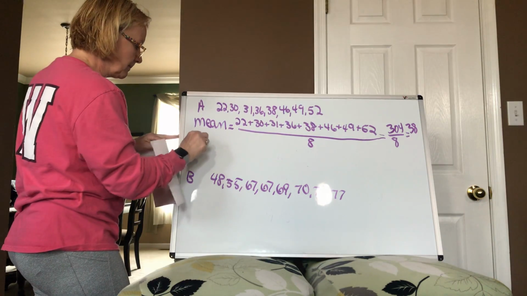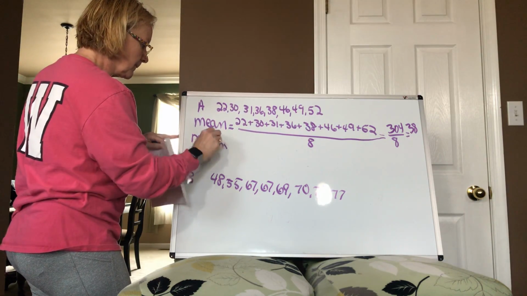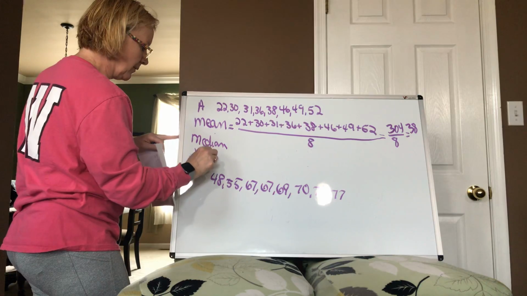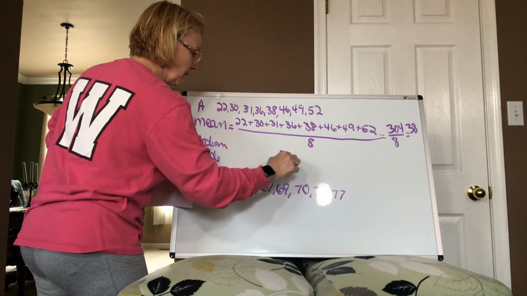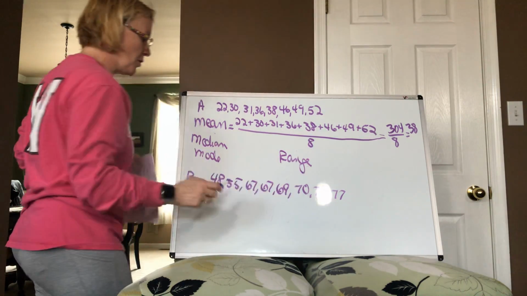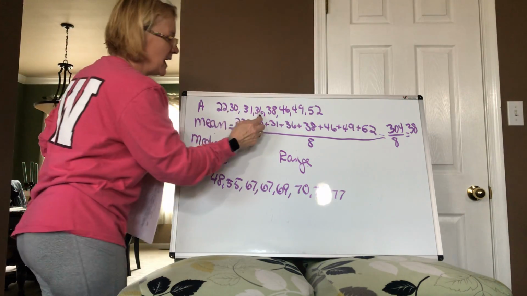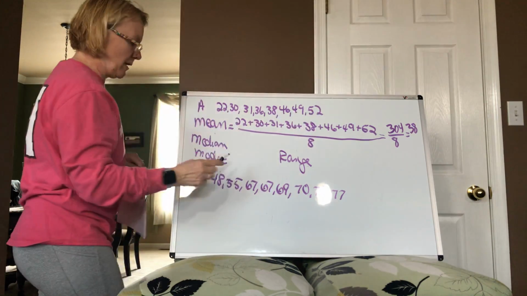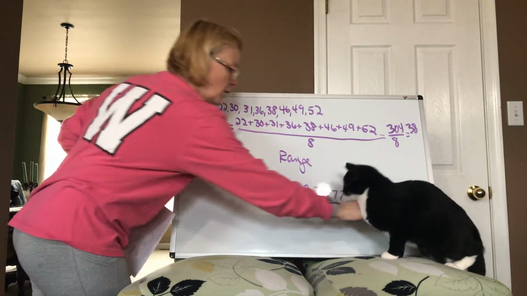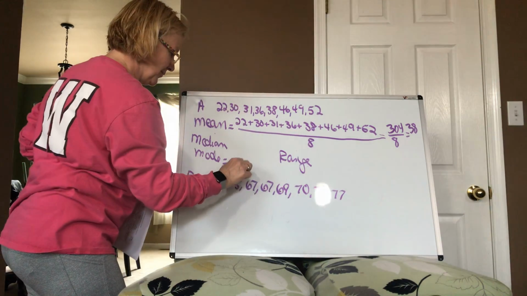Median. I'm going to put mode here and range here. Okay, let's do mode next, because I don't want to cross anything off. If we look at this set of data, all numbers only appear once. So there is no mode.